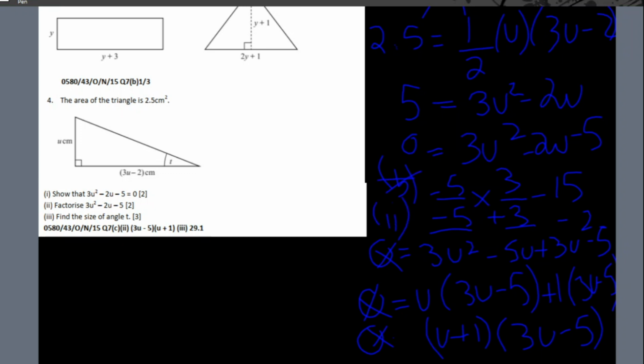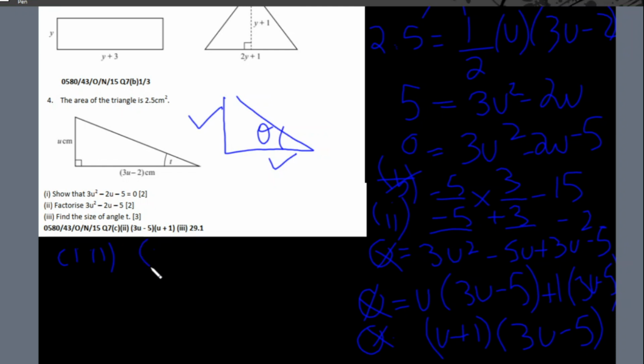Alright. Part 3, find the size of the angle. Now for that, if I need the size of the angle, that means I need this length and this length, and then I'll apply tan theta. This involves trigonometry. So tan theta equals base times height, but first I need the value of u.